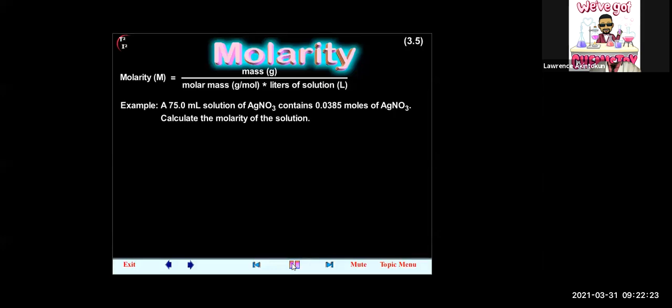Example: a 75 milliliter solution of AgNO3 contains 0.0385 moles of AgNO3. Calculate the molarity of the solution. Right, let's figure this out first before we look at the solutions.